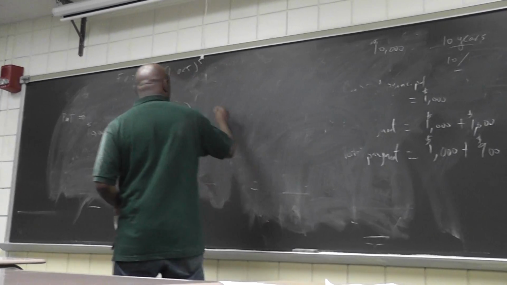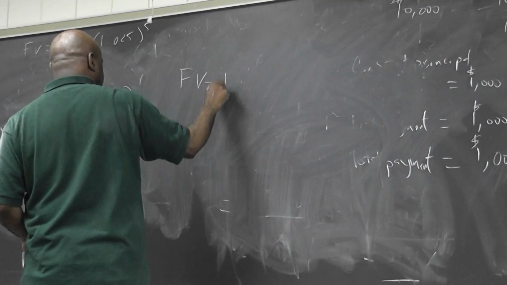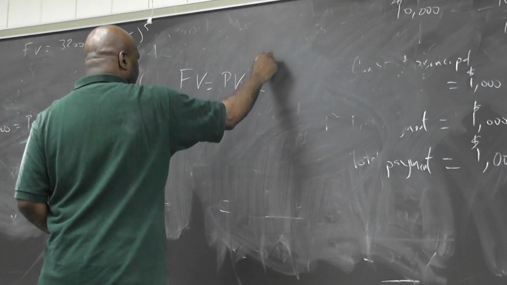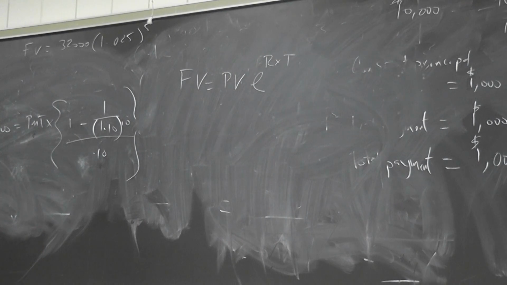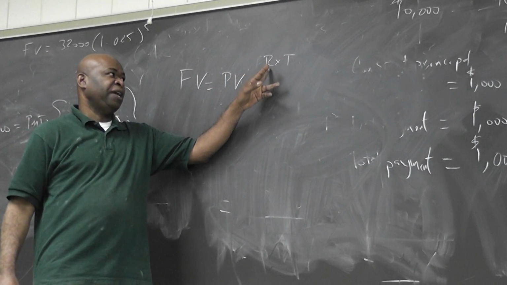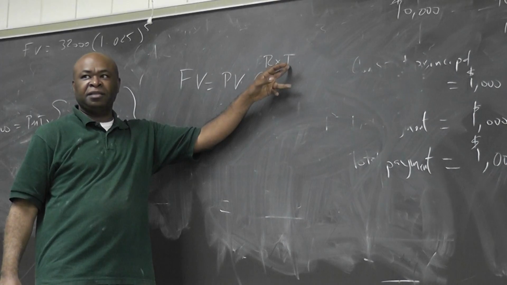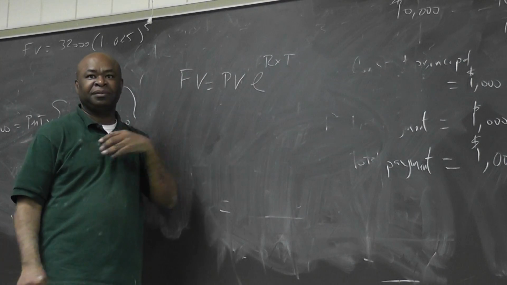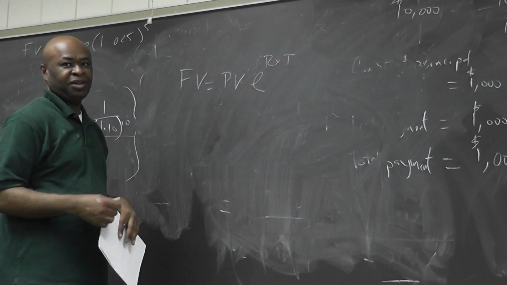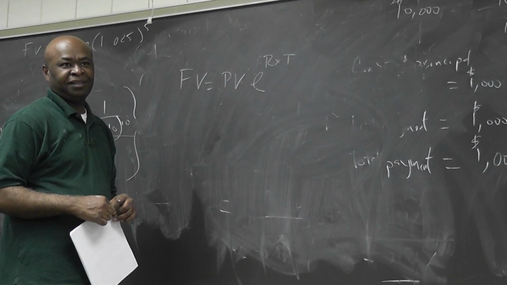So here, the future value is really the present value times e to the r times t, right? Where r is going to be the annual rate, and t is the number of years. Sorry, what's the e again? Exponential. Okay. Do you see it on the calculator?